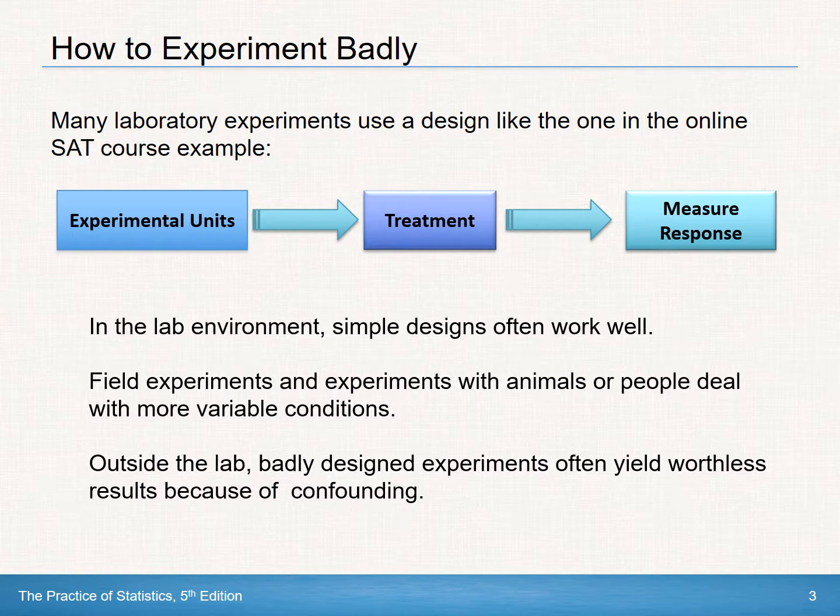So if you look at the example on the SAT prep course, the experimental units were the students, the treatment was the online course, and the response was an increase in math scores. But we didn't know, were the increases due to their math course or were they due to the online course that they were taking? So there was confounding involved.